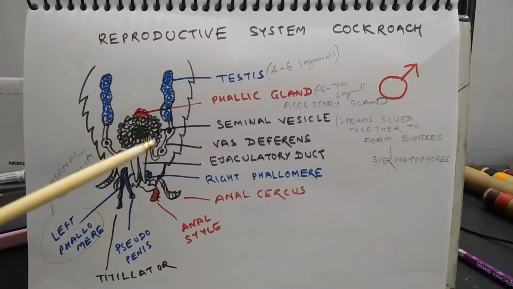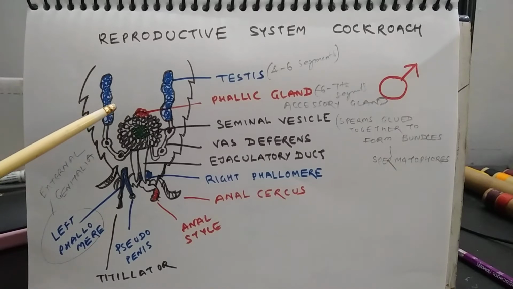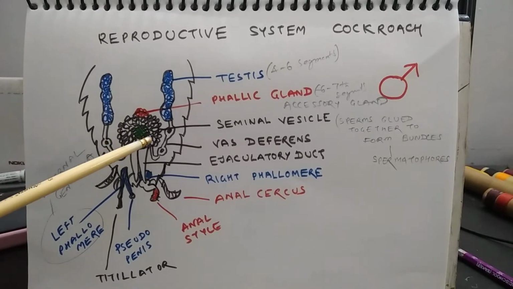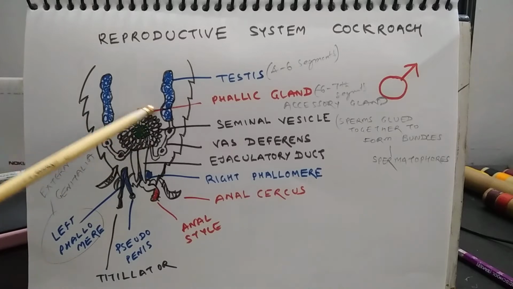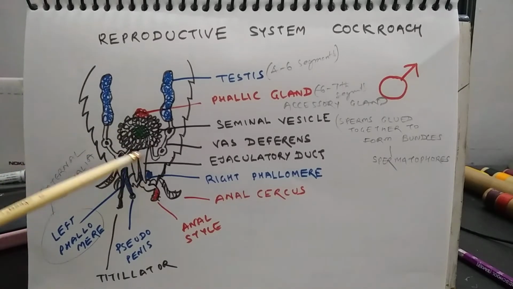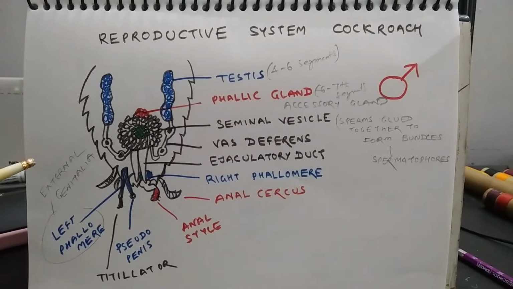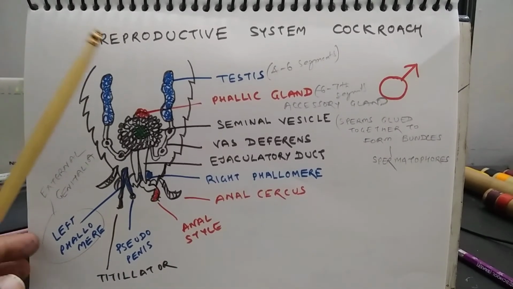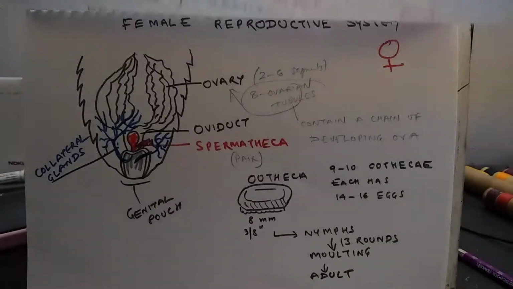In the seminal vesicle, there are two types of tubules. Some are of smaller diameter, some are of longer diameter. Those which are smaller tubules are towards the center, and those which are bigger tubules lie towards the periphery of the seminal vesicle. These are ejaculatory ducts through which sperm goes out, or spermatophores go out. The external genitalia contains phallomere and pseudopenis. Then anal styles are also present in the male cockroaches.